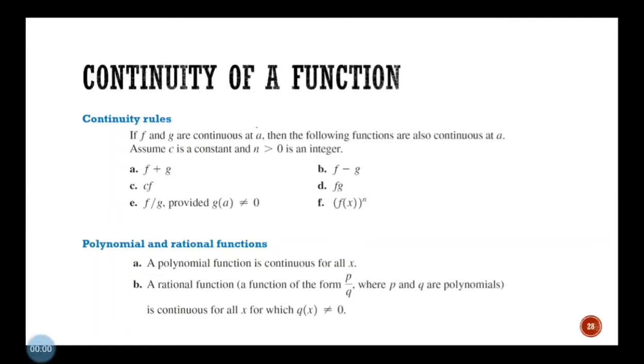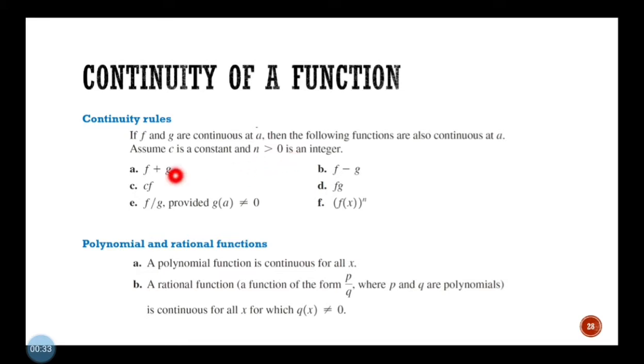Okay, so now we come to the second part of today's synchronous lecture. Alright, we stay in continuity of a function, and we will discuss some rules regarding this continuity. Okay, so it is stated that if f and g are continuous at a point A, then the following functions are also continuous at A. Assume c is a constant and n is more than 0, an integer.